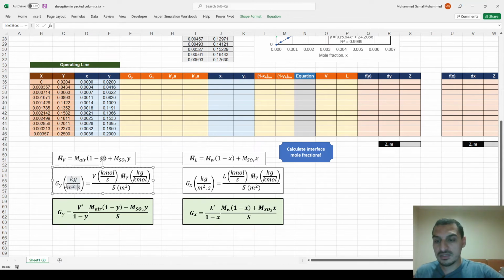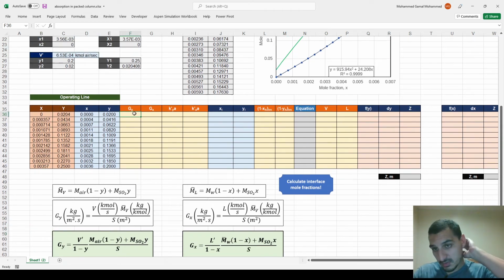To calculate this from this, I'm going to multiply the V, which is in kilomole per second, by the average molecular weight, which is in kilogram per kilomole. So the kilomoles will cancel each other, and I will end up with kilograms per second, meter squared. But this is V, so I have to divide the V dash by 1 minus Y. So this is the final equation that I'm going to use to calculate GY, and it's similar to the case for calculating GX.